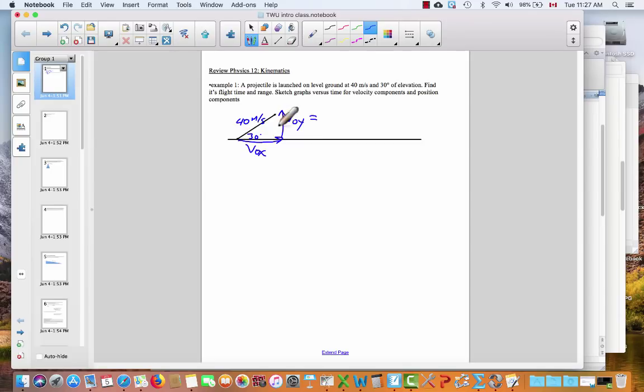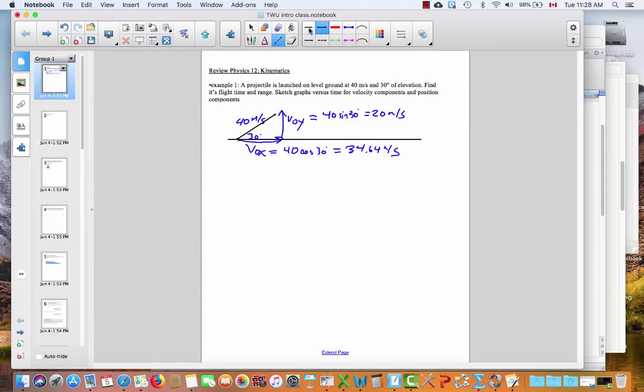So this is the opposite side of the triangle. Sine 30 is Vy over 40. Cross multiplying, Vy is 40 sine of 30 degrees. That's 20 meters per second upwards. The x velocity is the adjacent side, so cos 30 is Vx over 40. Cross multiplying, Vx is 40 cos of 30 degrees. And that works out to 34.64 meters per second.